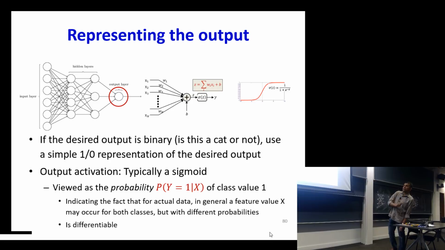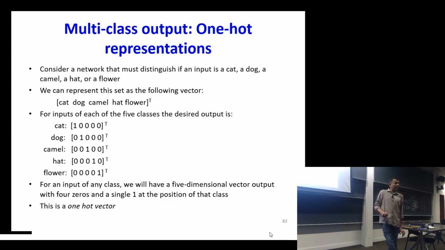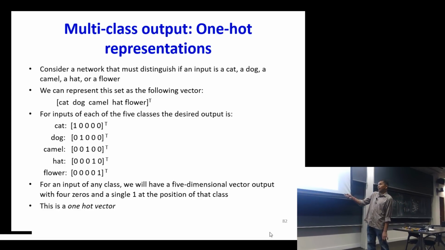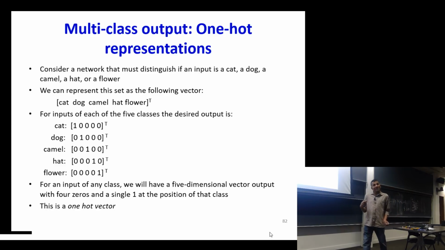Now, if I have vector outputs, suppose I'm performing classification, like deciding if the picture is that of a cat, a dog, a camel, a hat, or a flower. I will arrange all of my classes in some pre-specified order, like cat, dog, camel, hat, flower. Each output is going to have 5 components, so each output is now going to be a 5-component vector. And the desired output is going to be what we call a one-hot vector.